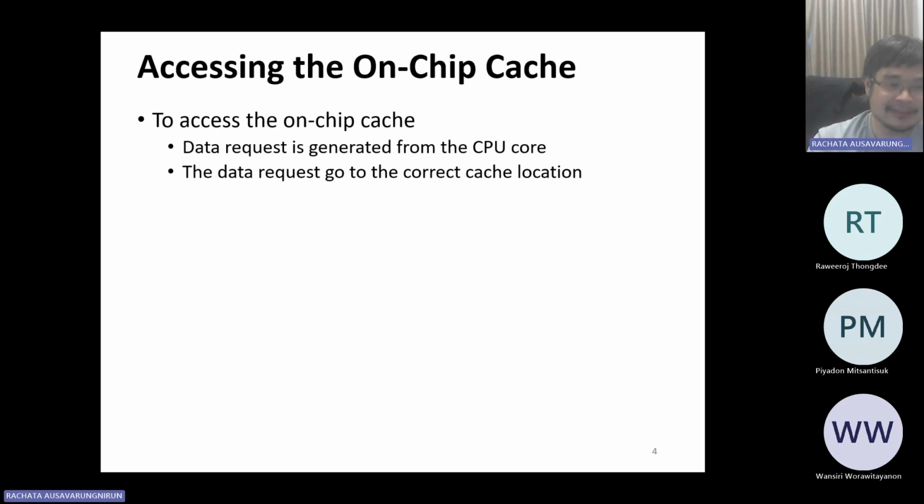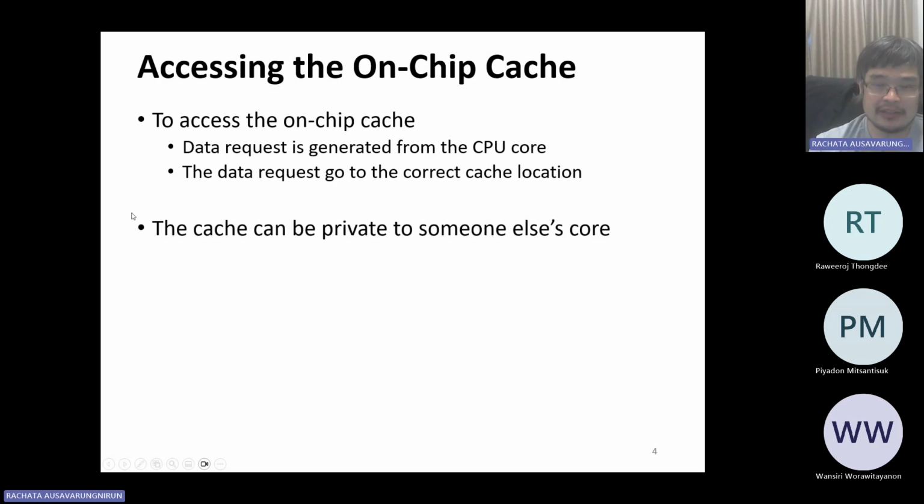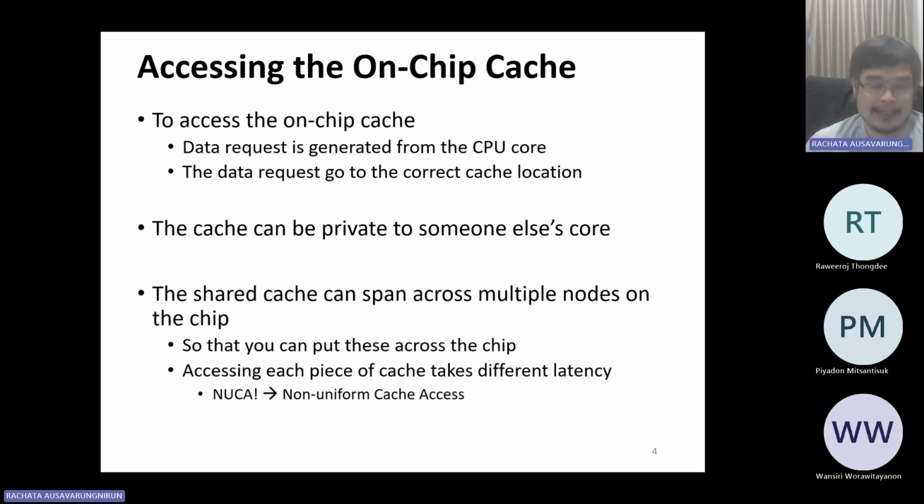So that is the problem with the bus interconnect. But you need the cache and you need to scale, you need more cores. So the key idea is you somehow need to magically find a way to link things together. And the shared cache will span across multiple locations on the chip as well, because your chip is a 2D surface.